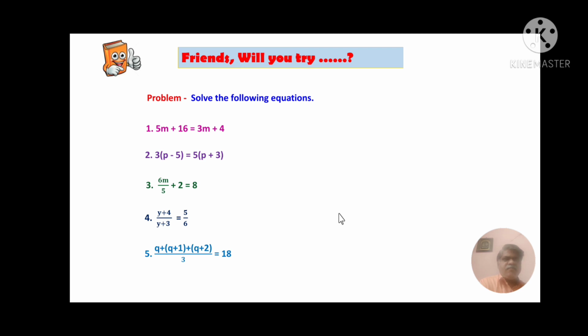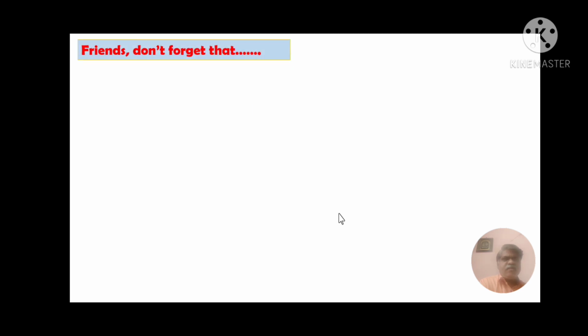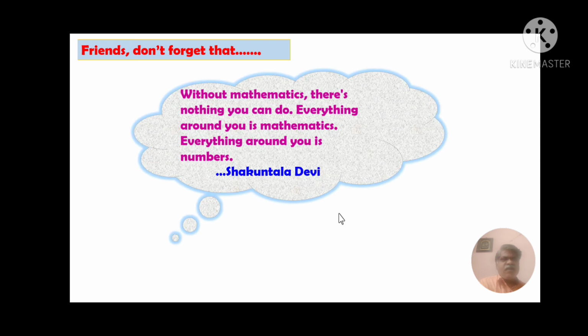Try them. You should not forget the famous words of Shakuntala Devi. Very informative: without mathematics, there is nothing you can do. Everything around you is mathematics, and everything around you is numbers.